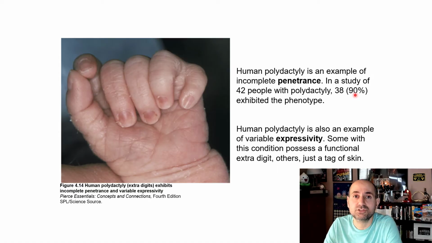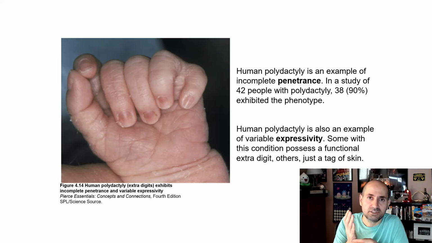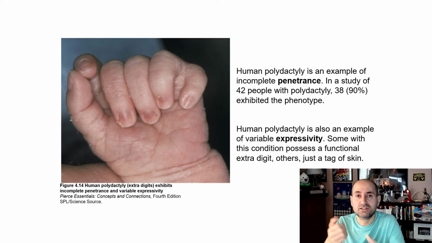And of the ones that show it, of the 90% that show polydactyly, there's variable expressivity, which means you could have everything from a tiny little nub as the extra finger, or a tiny little skin tag, to an actual extra finger. So you see the difference between penetrance and expressivity. Penetrance is what percent of people with that allele express it, like show it, and expressivity is, of those that show the phenotype, how pronounced is that phenotype?